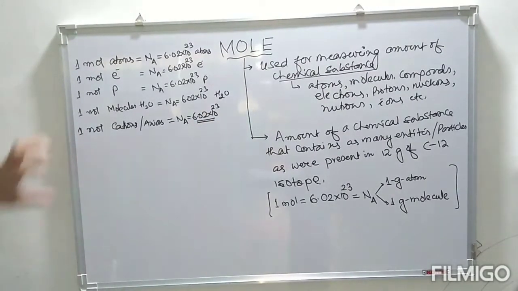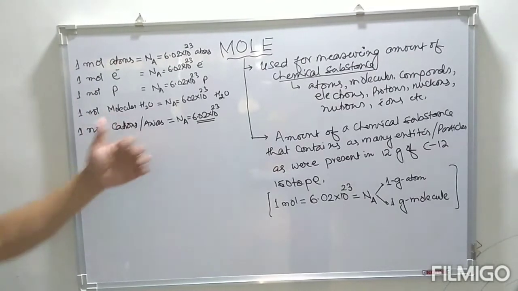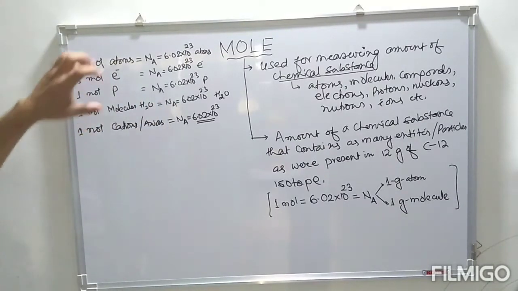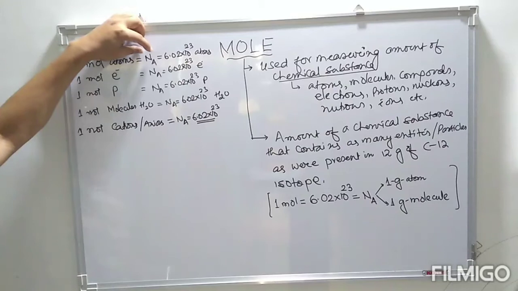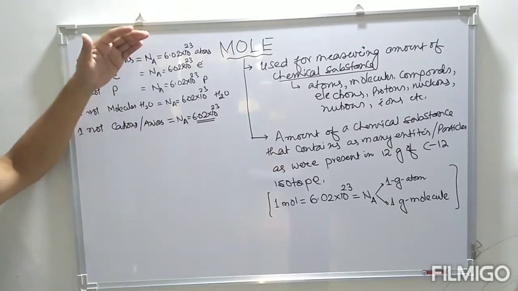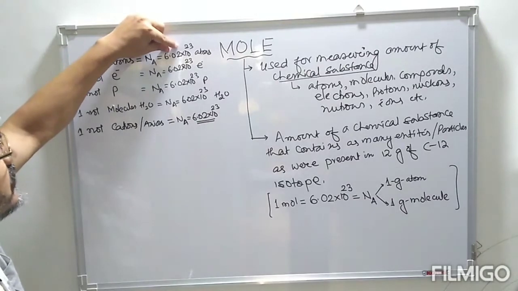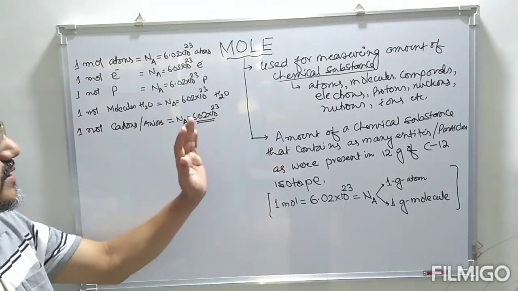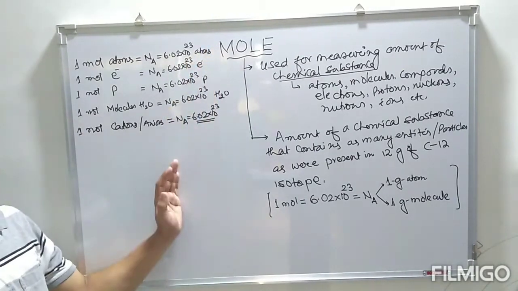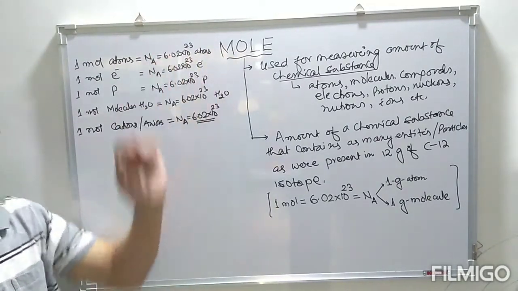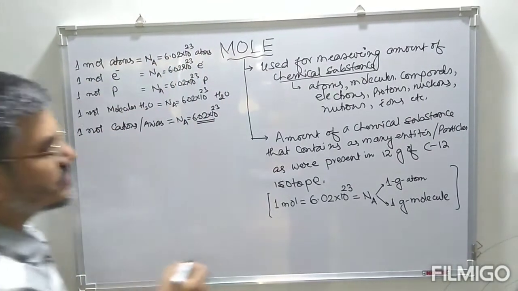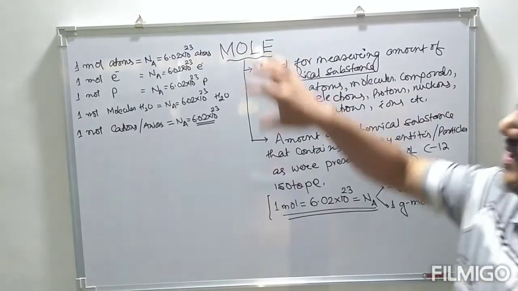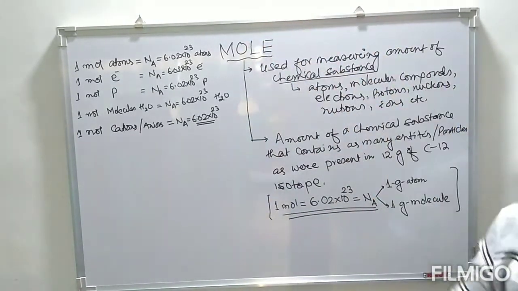So whatever may be the chemical species, 1 mole has a fixed quantity, and that fixed quantity is known as Avogadro number, which is given in honor of the scientist Avogadro. And the quantity is 6.02 × 10^23. It may be atoms, molecules, ions, protons, neutrons, or nucleons. So 1 mole is always a fixed quantity. So this is the quantity known as 1 mole.